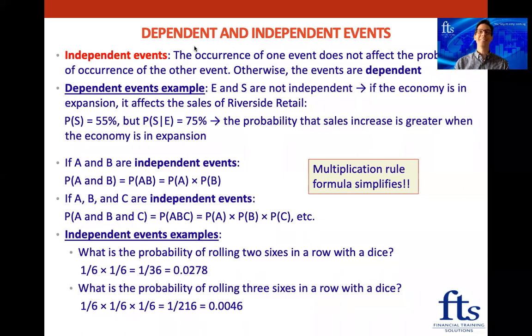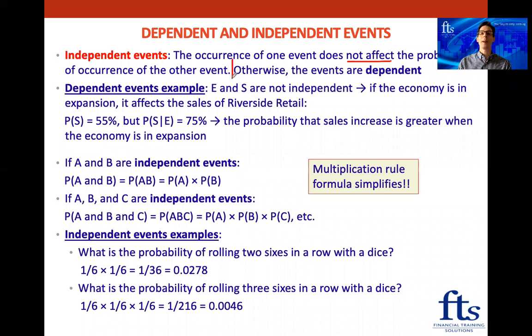Hello, welcome back. So now we're going on to dependent and independent events. We're going to start off with the independent events. Here, the occurrence of one event does not affect the probability of the occurrence of the other event. Let's take an example or two. Let's say we flip a coin. What we flipped before is not going to affect what we flip now.